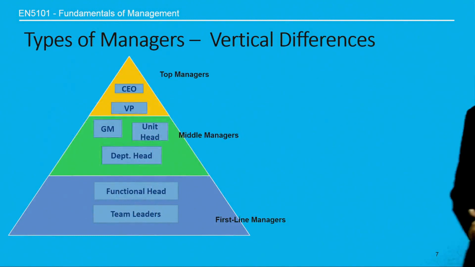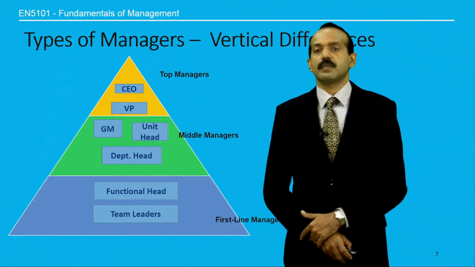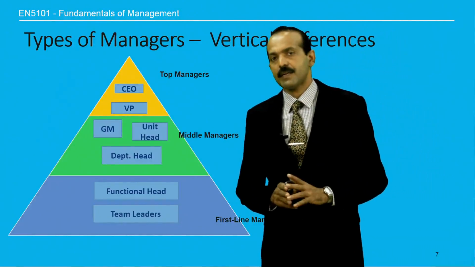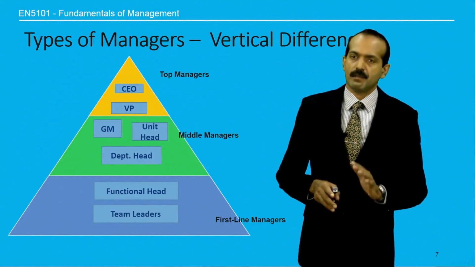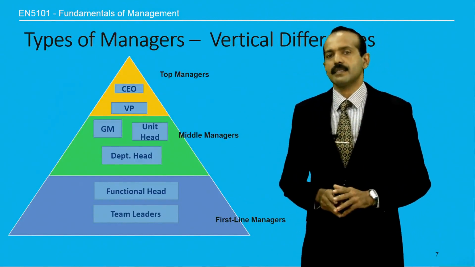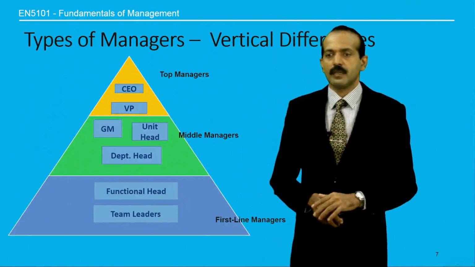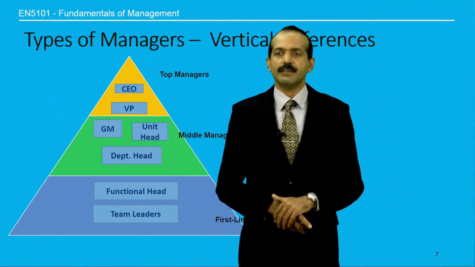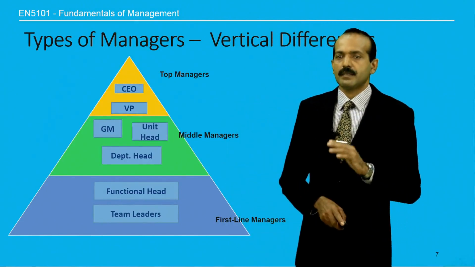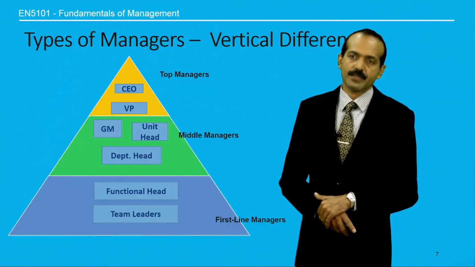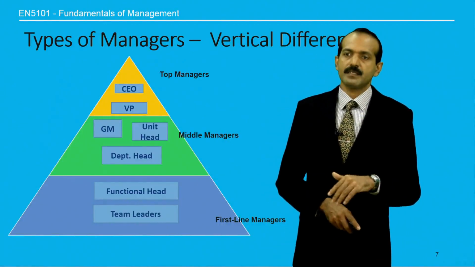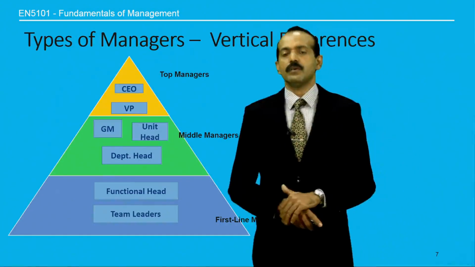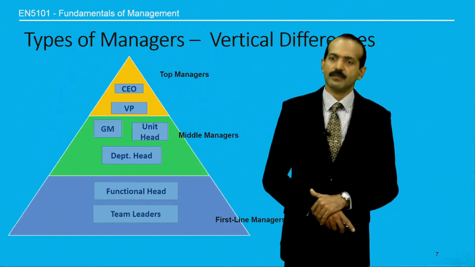Now we are going to identify different types of managers. Different types of managers of an organization can be identified in two ways. One way is by considering the vertical or hierarchical differences of the organization. As this diagram illustrates, by looking at the vertical differences, we can identify three levels of managers of an organization, namely top managers, middle managers and first line managers. In the previous diagram also, we identified these three kinds of managers.